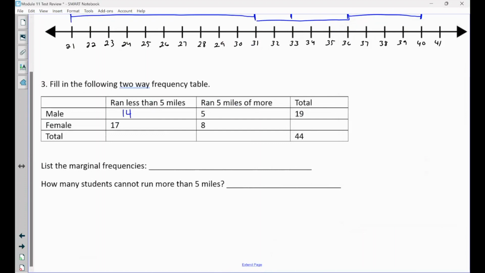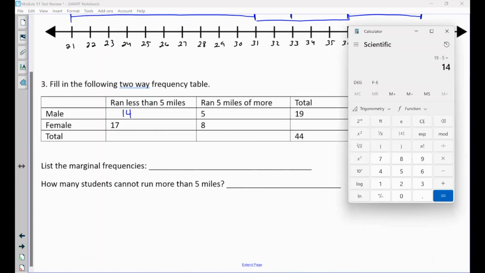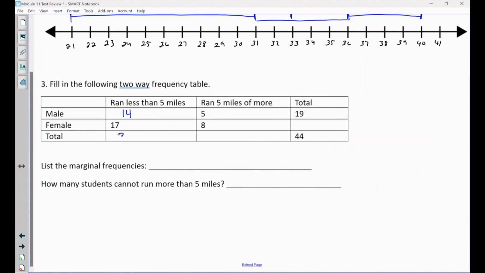Now I can do 14 plus 17 to get me the total number of males. 14 plus 17 is going to get us 31 males. I can also do 5 plus 8 to find the total number of male and female that ran 5 miles or more. And I can do 17 plus 8 to get me the total number of females that were surveyed.